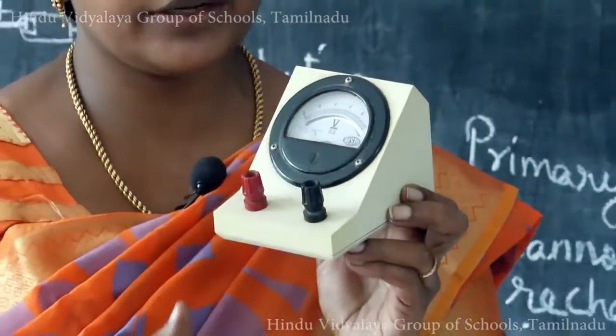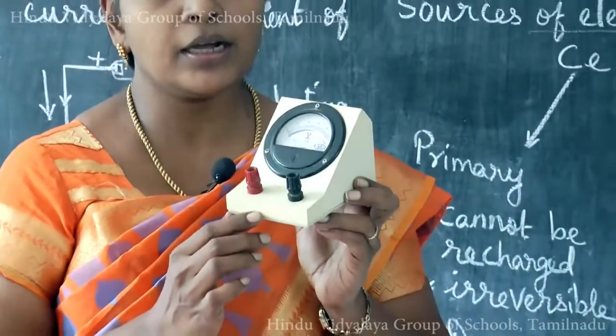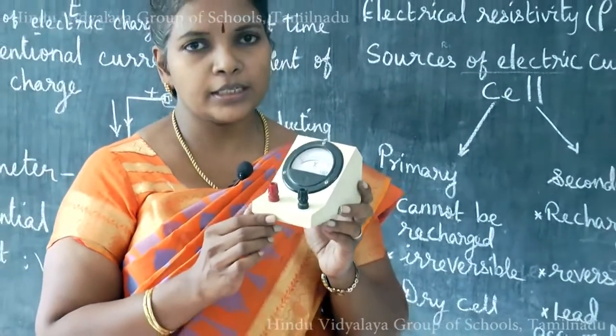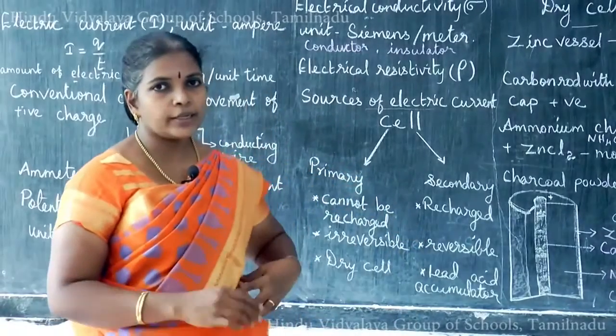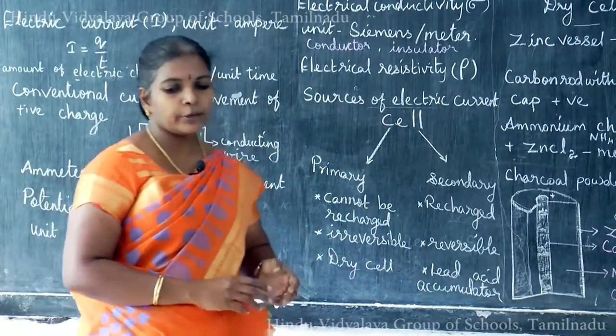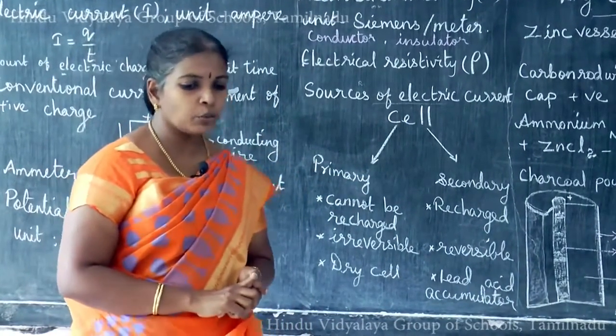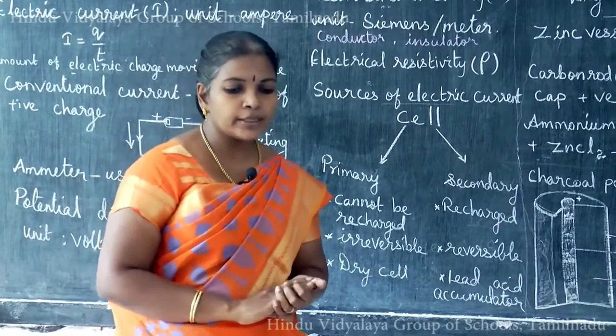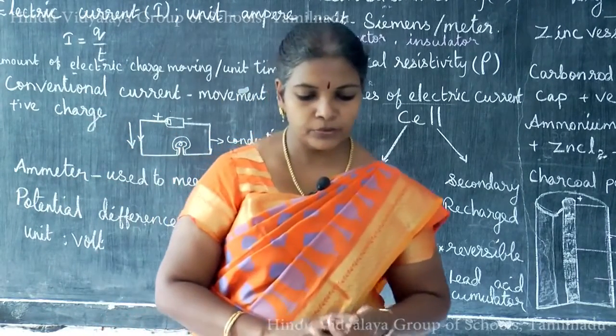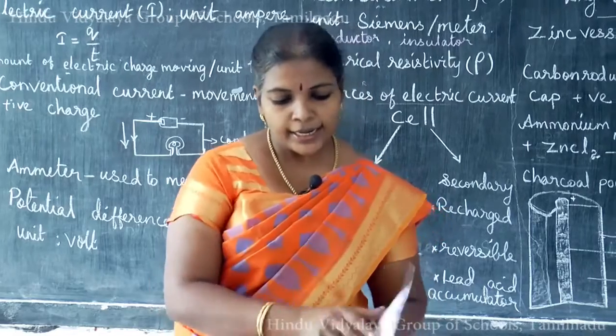So, what is potential difference? Potential difference is the amount of energy needed to push electric charge from one point to another in an electric circuit, and the unit of potential difference is volt. The next, let us see some important terms in electricity. So, first, resistance.